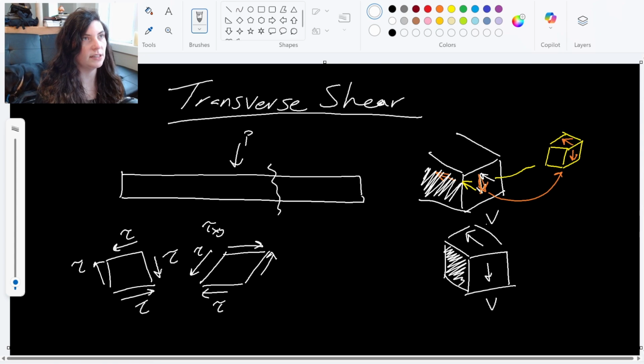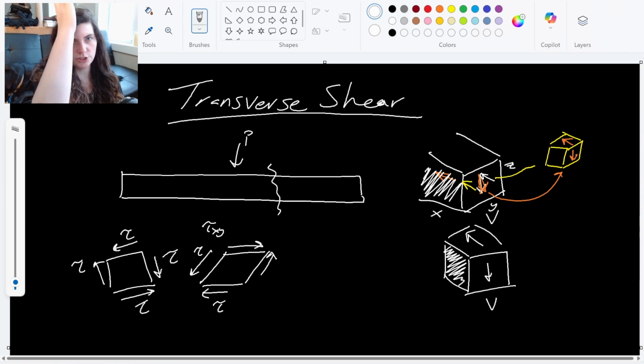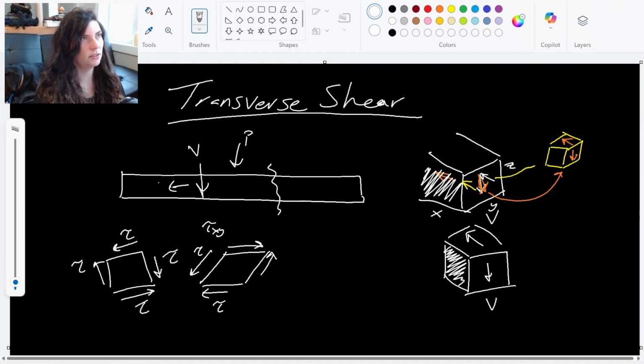If we think about this as, let's say, X, Y, Z, maybe, then you're only seeing it on the Y face and the Z face, not on this X face. So that's this idea of transverse shear, that not only is there shear going down through the beam, down this direction, there's a shear, there is a transverse shear as well. This is our transverse shear.